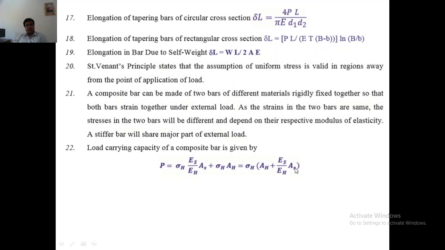And at the end, we saw composite bars, where we have seen some conditions. The elongation will be the same for both the materials. When the elongation is the same, the stresses developed in the different materials of the composite bar will be different, because the modulus of elasticity will be different for different materials. Based on that, we use this equation to calculate the load or stresses in both the materials of the composite bar.